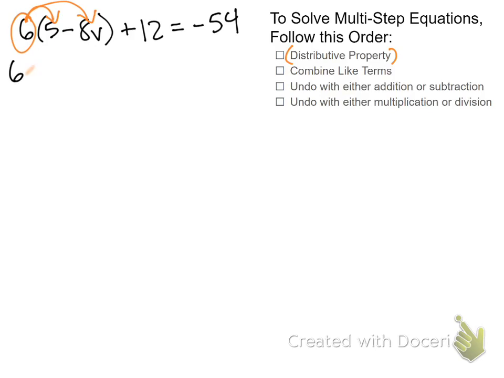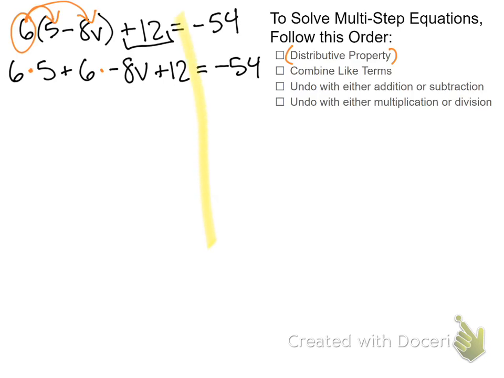This is going to be 6 times 5 plus 6 times negative 8v, and then I just bring this down. Plus 12 equals negative 54. And just to keep myself in line, I'm going to split this at the equal sign. It's a little off, but that's okay.